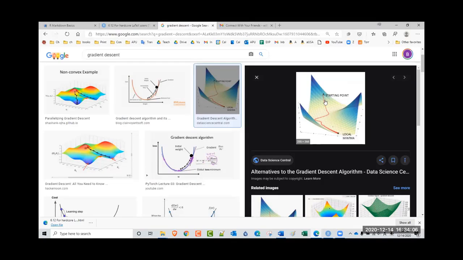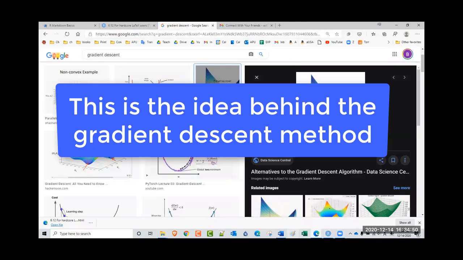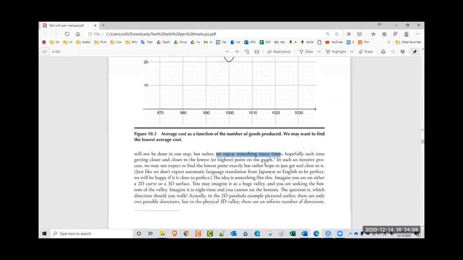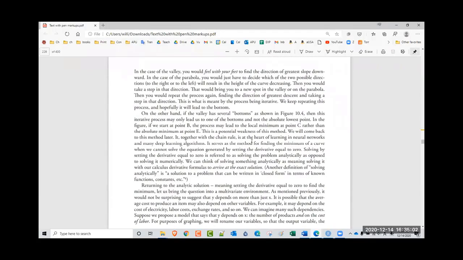You can't find the solution to that. But you still have the derivative. It's not that you can't find the derivative, it's that you can't set it equal to 0. That's the problem. But we do calculate the derivative, and the derivative tells us which direction to go. So that's the idea of gradient descent.